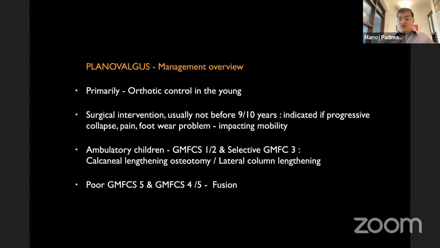We have good functioners, do a joint preserving option, wherein you do a calcaneal lengthening osteotomy or a triple C osteotomy, whichever you are comfortable with. My personal preference is a calcaneal lengthening osteotomy.